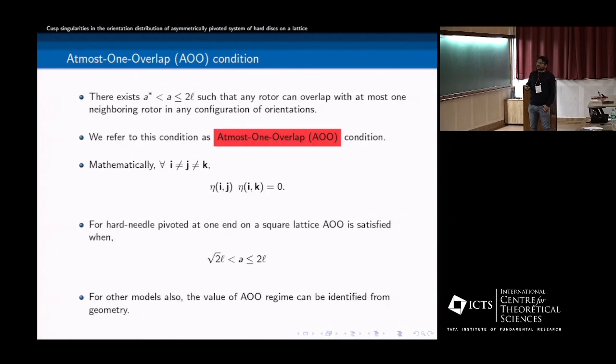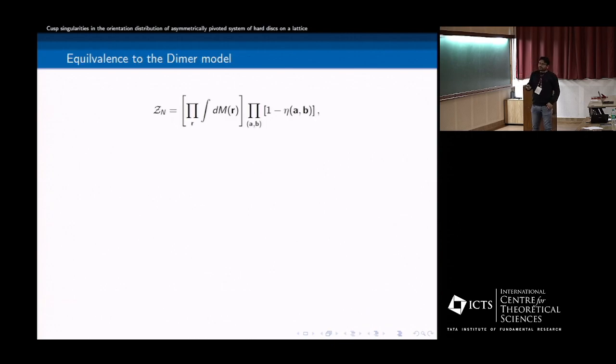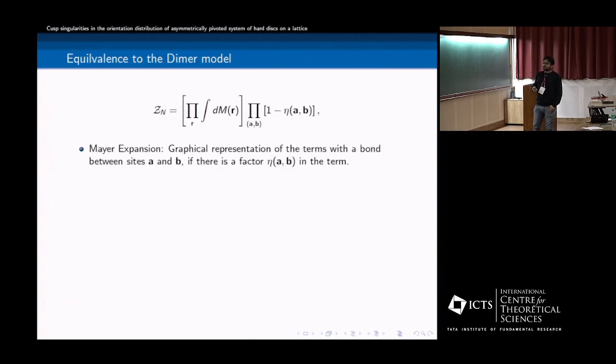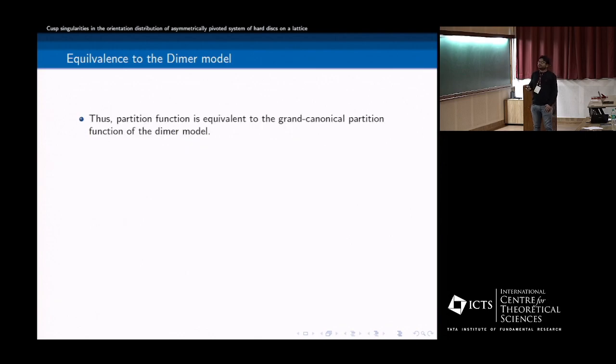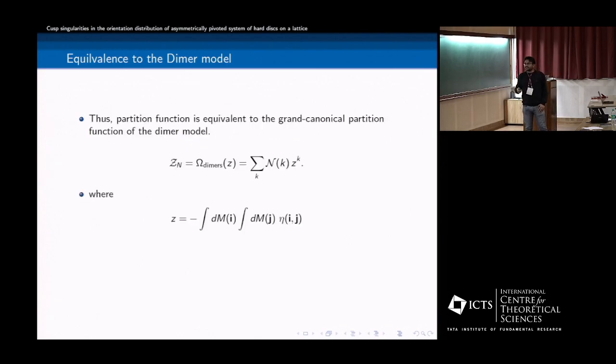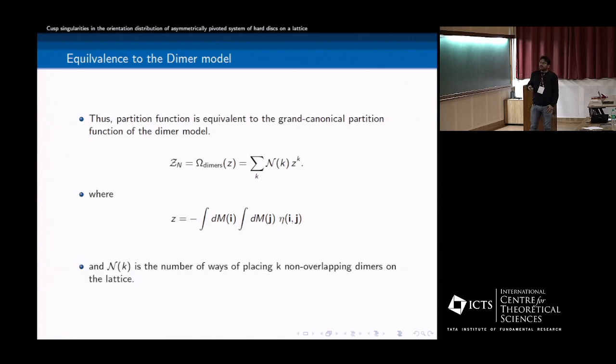So now in the AO regime, what we have shown is that this model becomes equivalent to the dimer model. This is the typical expansion term of the partition function, and it is nothing but a dimer configuration, because no two bonds can overlap. So this is a typical term of the dimer model. This equivalence is exact, where z is the dimer activity. It is given by this double integral over eta, the overlap function, and n of k is the number of ways of placing k non-overlapping dimers on a lattice. So all well and good.